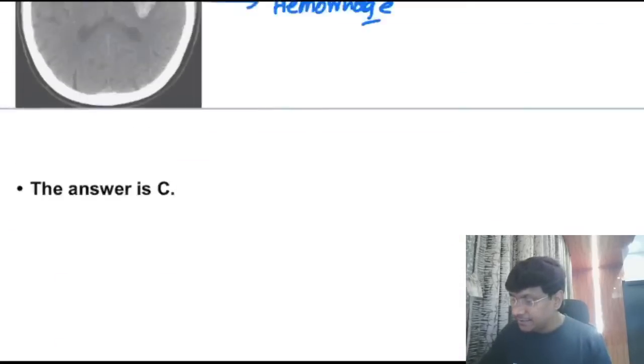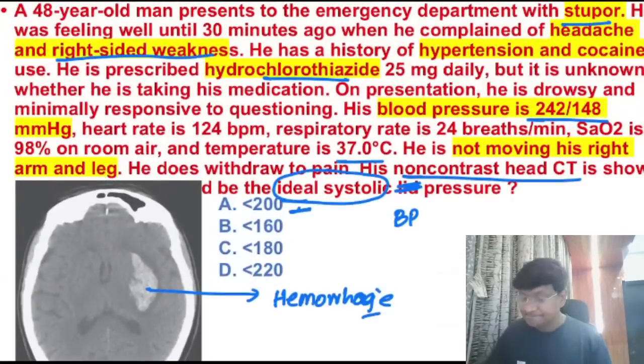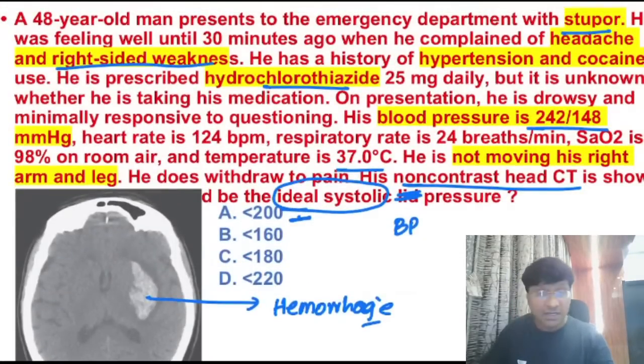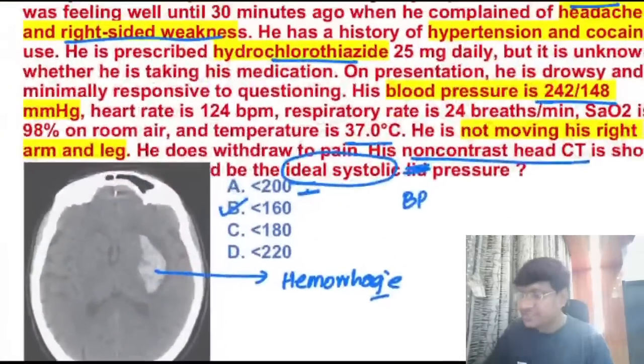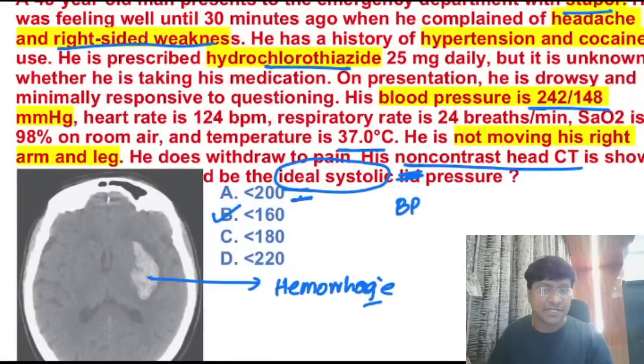Definitely, I understand many of you have answered C, but it is not the C which is the correct answer. The correct answer is B. Okay, so let me just correct myself. It is the B. It is not C. So the ideal systolic blood pressure is less than 160 millimeters of mercury.